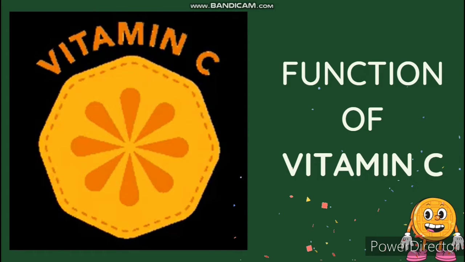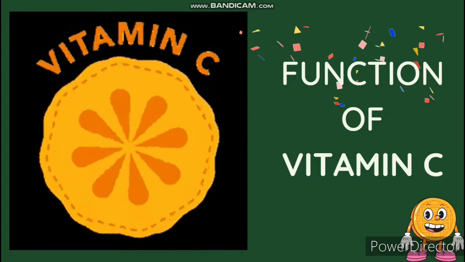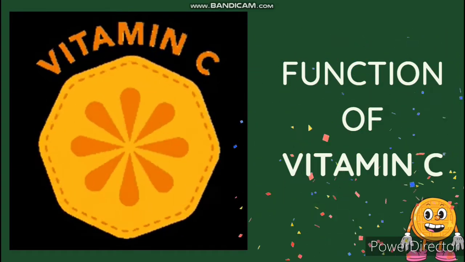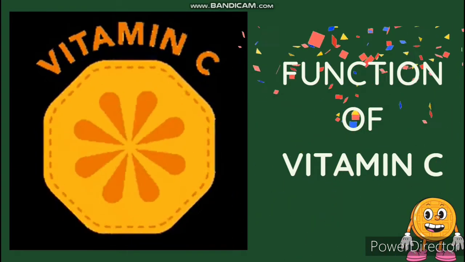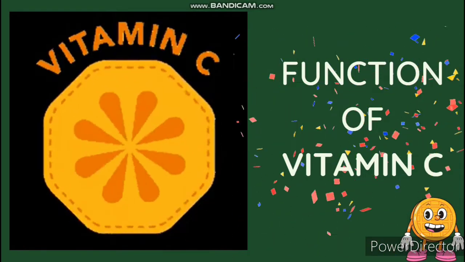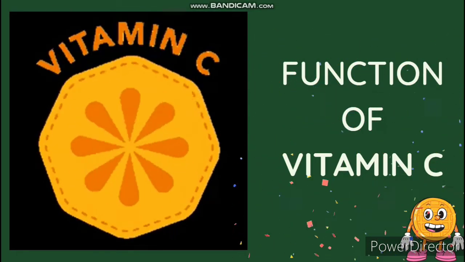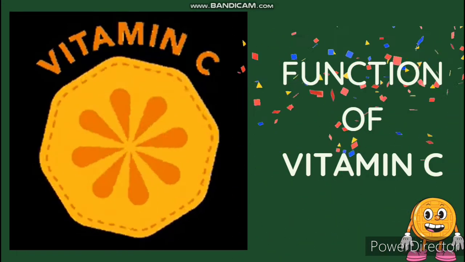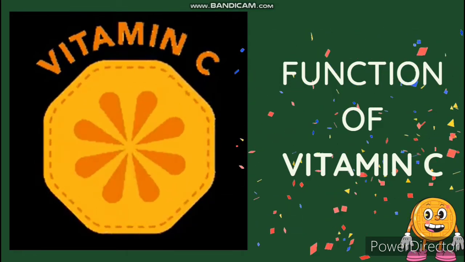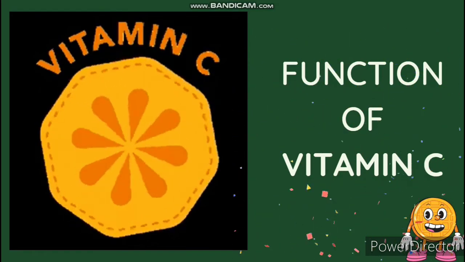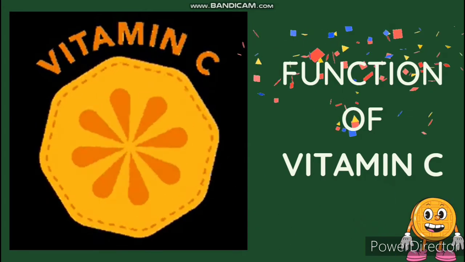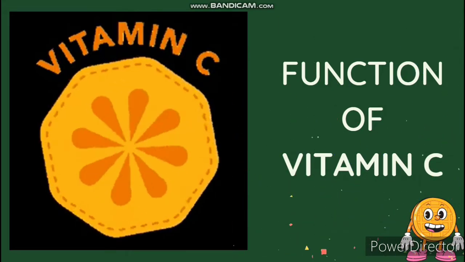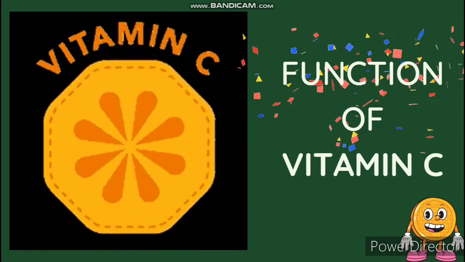Functions of vitamin C. Now, functions of vitamin C include helping to protect cells and keep us healthy. It maintains healthy skin, blood vessels, bone, and cartilage. Vitamin C helps to heal the wound. These are the works of vitamin C. It helps to heal the wound, it helps to maintain healthy skin, blood vessels, and bone, and it helps to protect cells and keep them healthy.